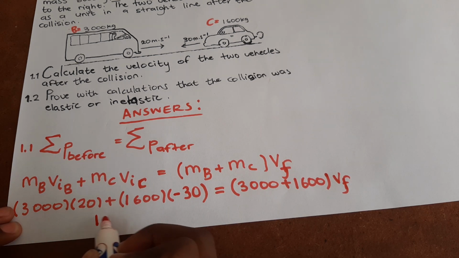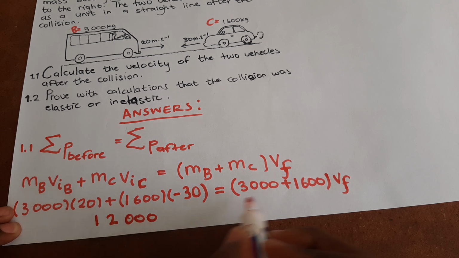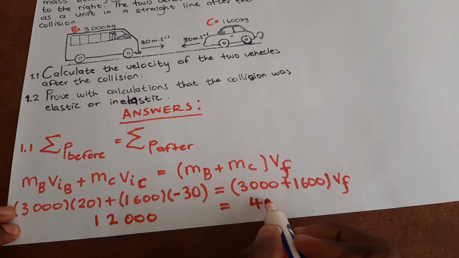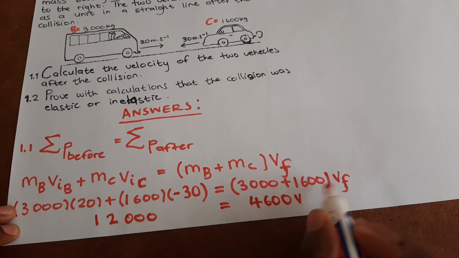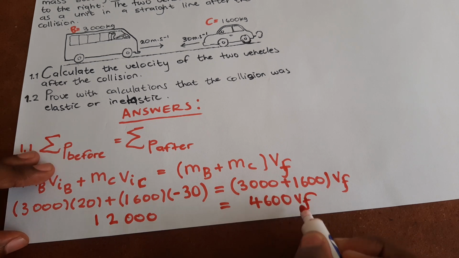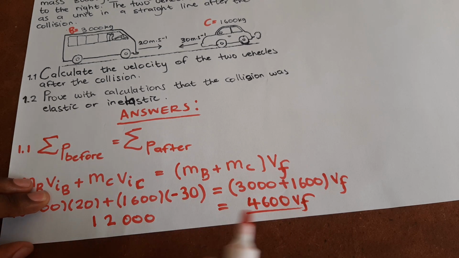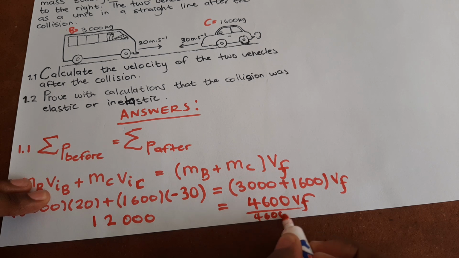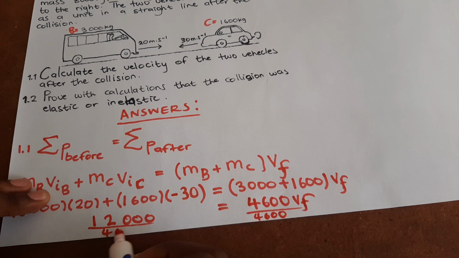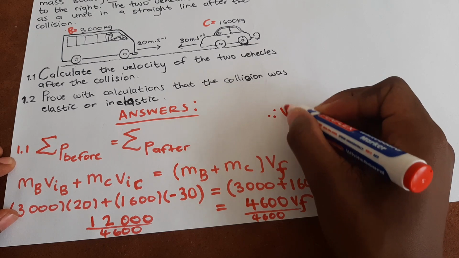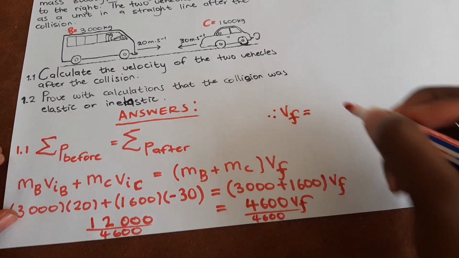The sum of this side is 12,000. This side, 3,000 plus 1,600, is going to be 4,600, right? Very straightforward, multiplying with that VF. So we're going to divide this side by 4,600 and this side by 4,600, so that we can receive our final velocity. And therefore our final velocity will be equal to what?